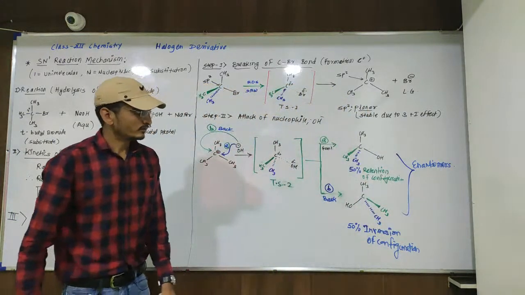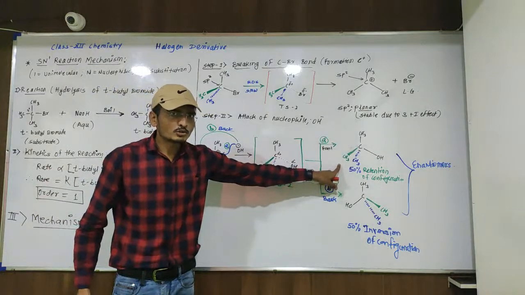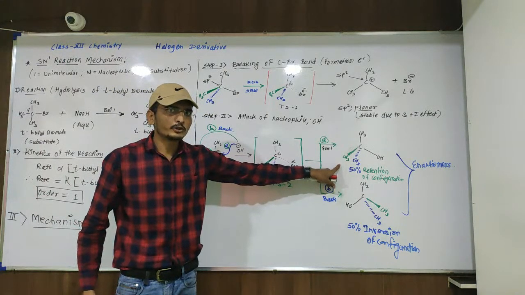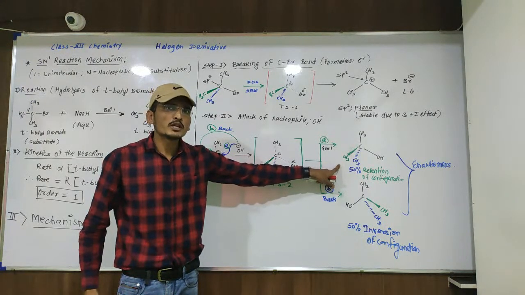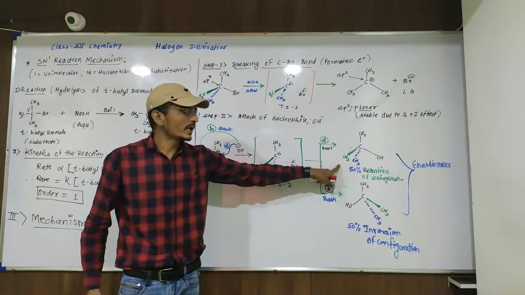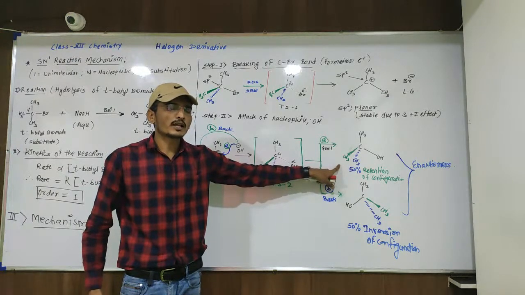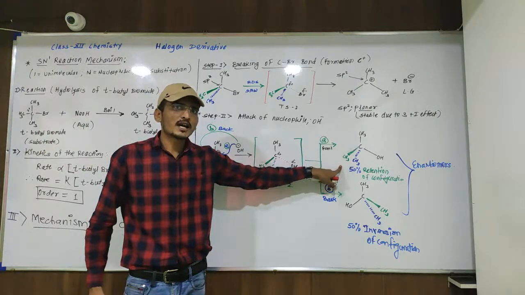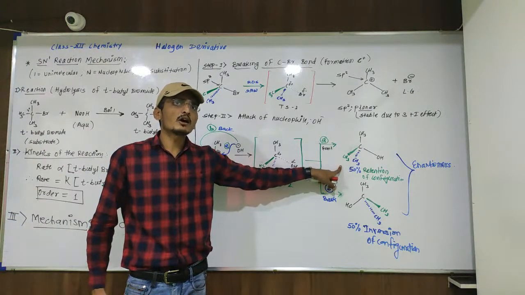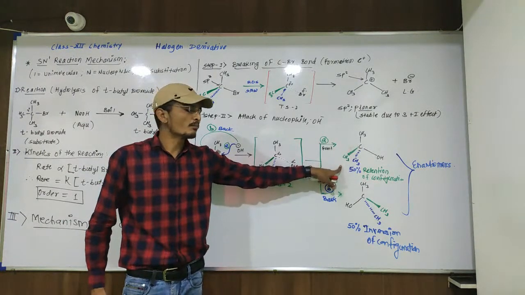Again, these two are the enantiomers of each other. See, these two products that formed are exactly non-superimposable mirror images of each other, so we can say these two products formed in the SN1 reaction are nothing but an enantiomeric pair, or you can say enantiomers.